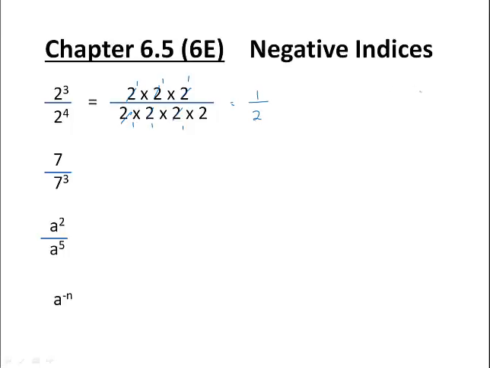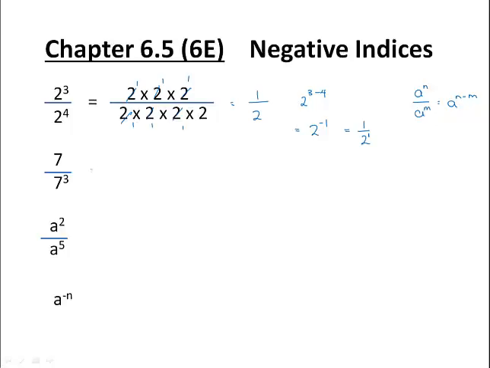But we know if we're dividing terms with the same base, we can subtract the powers. So 2 cubed divided by 2 to the power 4 would be the same as 2 to the power 3 minus 4, or 2 to the minus 1. We've solved the same problem in 2 different ways, which shows us that 2 to the power minus 1 is the same as a half. And while there's no power written on this 2, it's actually 2 to the power 1.